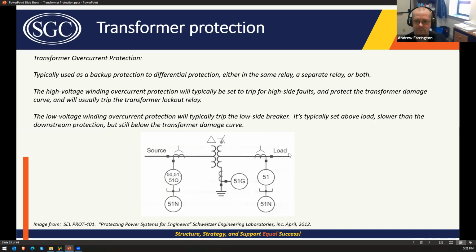Because theoretically, if you have a fault over here, your low side relaying, if well set and these relays coordinate, should operate before here. So if the high side relay operates, that means the fault should be in the transformer, and that's why that hits the transformer differential lockout relay. Okay, I think I went over that.